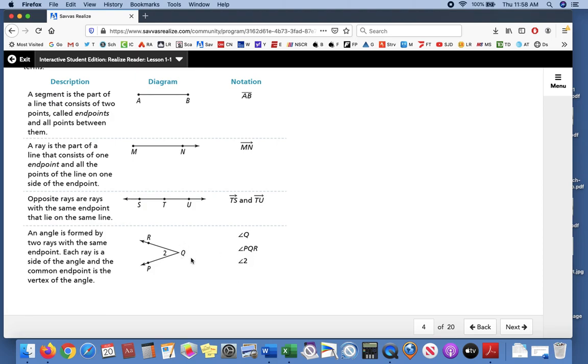And if it's the only angle on the paper, you can get away with naming it with just that vertex. Not advisable though, especially if there's another ray. If there was another ray coming out of here, you wouldn't be able to call it angle Q because you wouldn't know which of these angles you would be talking about. All right, there's some background.